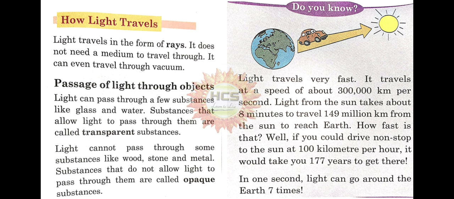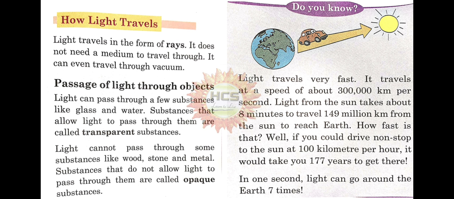The passage of light through the objects. Light can pass through a few substances like glass and water. Substances that allow light to pass through them are called transparent substances. Light cannot pass through some substances like wood, stone, and metal. Substances that do not allow the light to pass through them are called opaque substances.